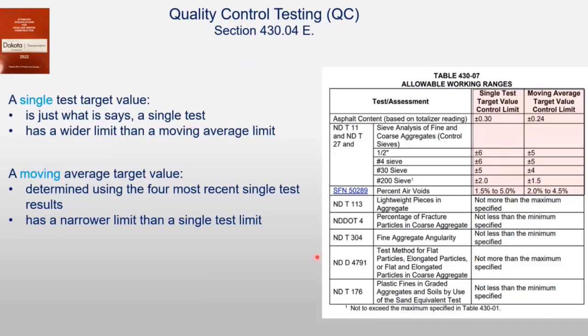And so now we're getting into more of the contractor part of it. If their tests start to go out, they have to adhere to these single tests and moving averages. A single test is basically what it says. It's just a single test, and it has a wider limit than a moving average limit, as you can see. A moving average limit target value is a little bit different. It's determined using the last 4 recent single test results, and it has a narrower limit. And this is the one that we really want to watch out for, the moving average one.